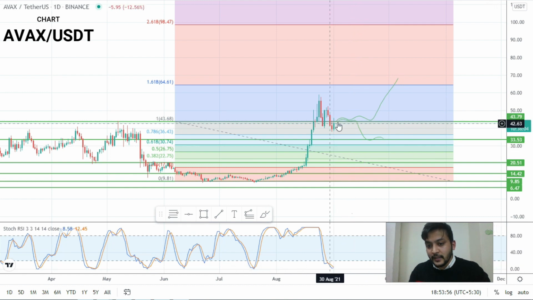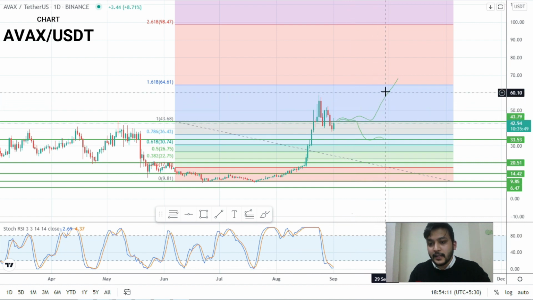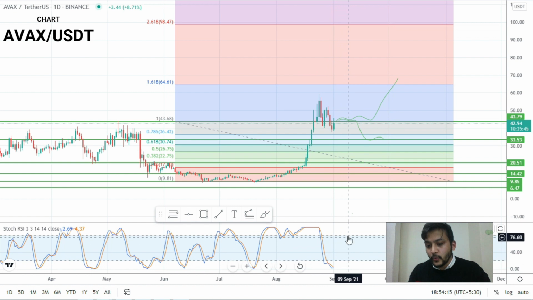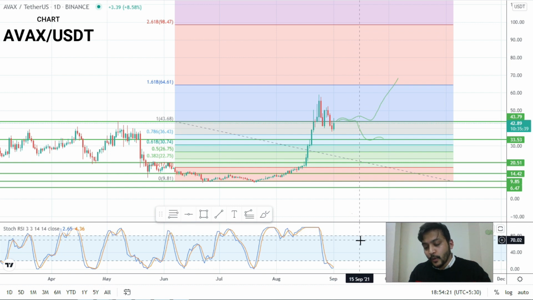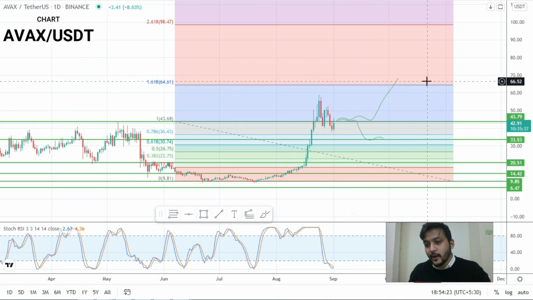So if you can see that the stock RSI has started curving upwards, and the price of AVAX is above $40, it's a good indication for you to start entering into a long position. And as and when it starts reaching the $64 region, we could start seeing a move in RSI towards the 80 region, where we could see it in the overbought region, and then again a small correction where it could accumulate around this region.